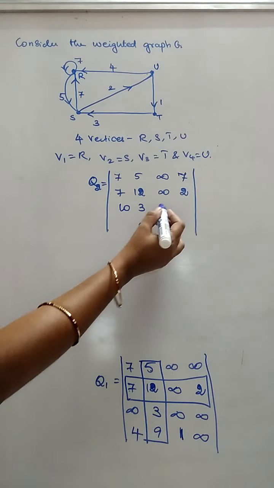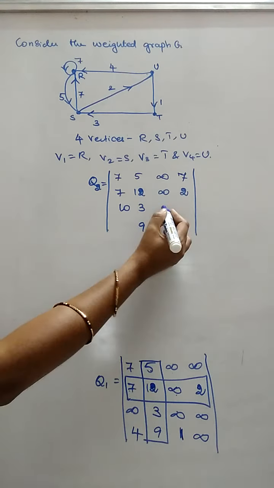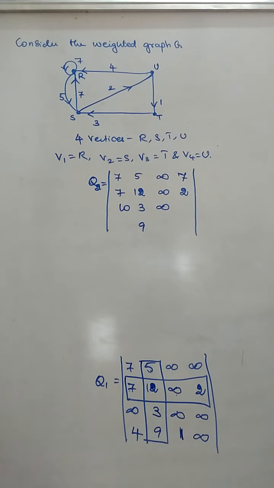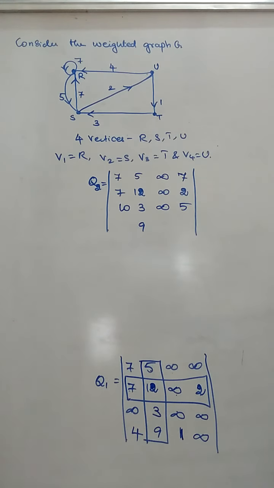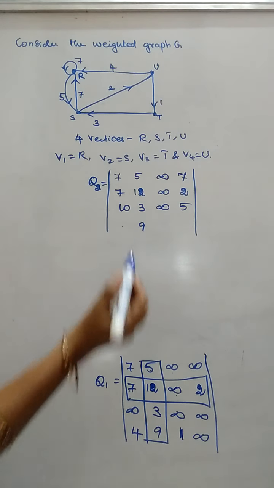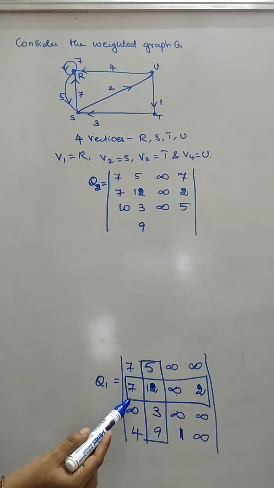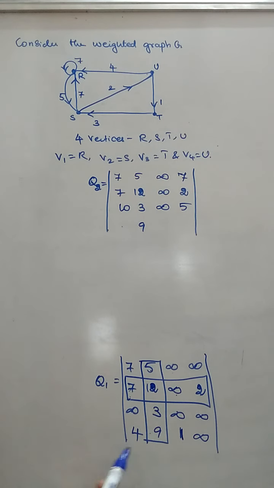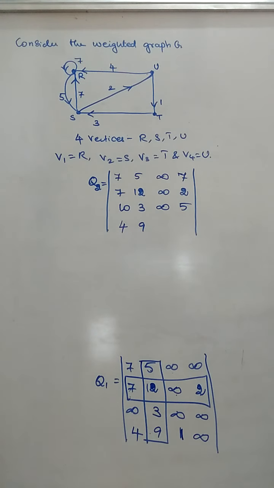Next, to fill this place, 3 plus infinity. Here also infinity, so we can write infinity here. Then 3 plus 2, 5. 5 will be compared with infinity. 5 is the minimum number, we can write 5 here. Then for filling this place, you have to take these two numbers. 9 plus 7, you will get 16, which will be compared with 4. 4 is the minimum number, so we can write 4 here.